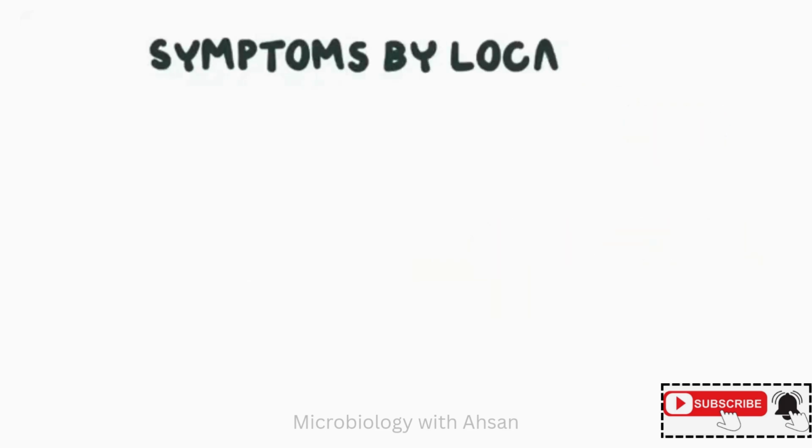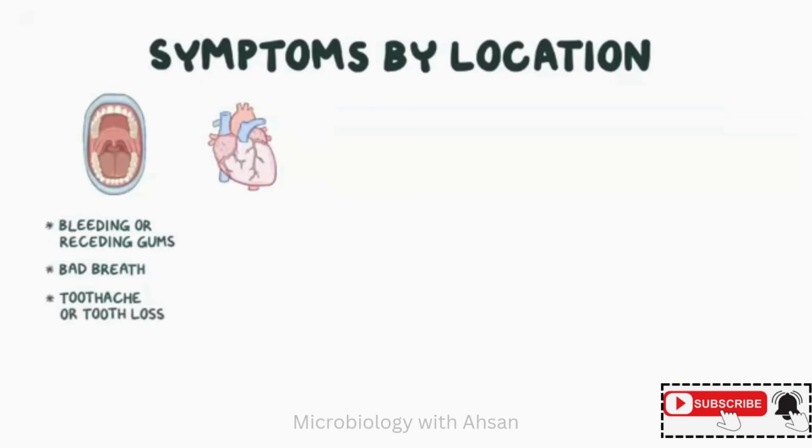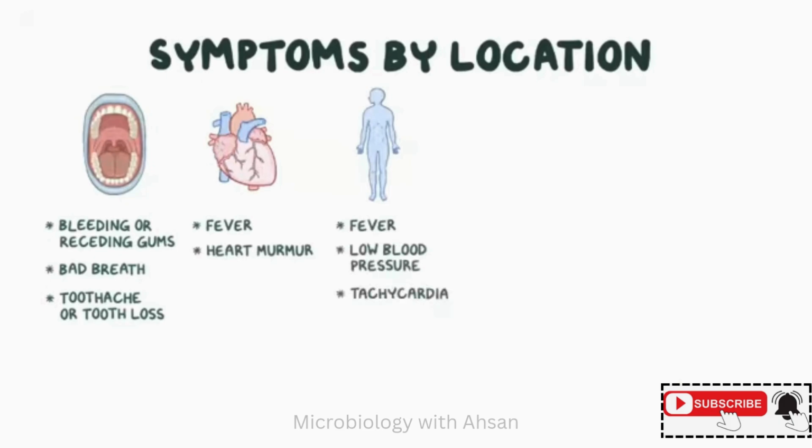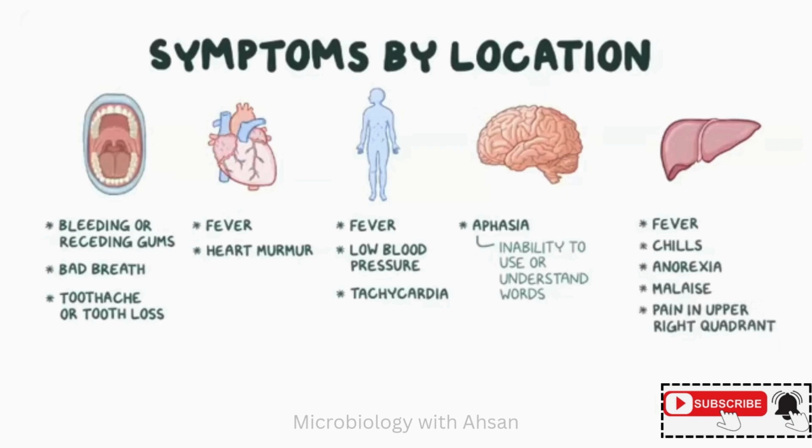Now, symptoms vary depending on the infection. If the infection is in the mouth, symptoms may include bleeding or receding gums, bad breath, toothache, or tooth loss. With bacterial endocarditis, symptoms may include fever and a heart murmur upon auscultation. With toxic shock, there may be a fever, low blood pressure, and tachycardia. Brain abscesses associate with neurological symptoms like aphasia, or the inability to use or understand words. With liver abscesses, there may be fever, chills, anorexia, malaise, and pain in the upper right quadrant.